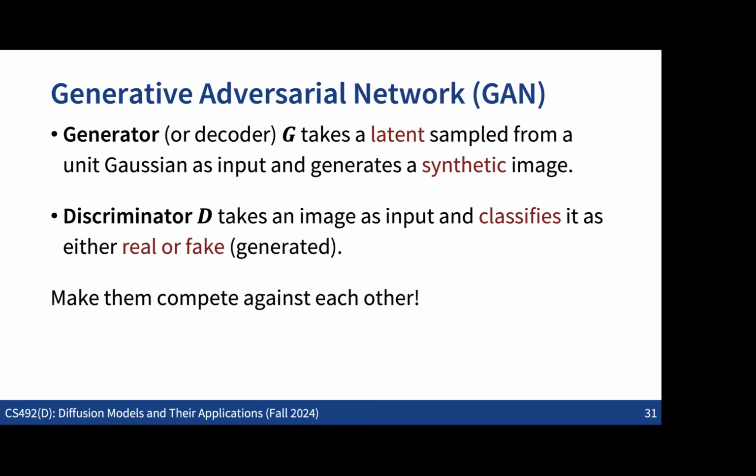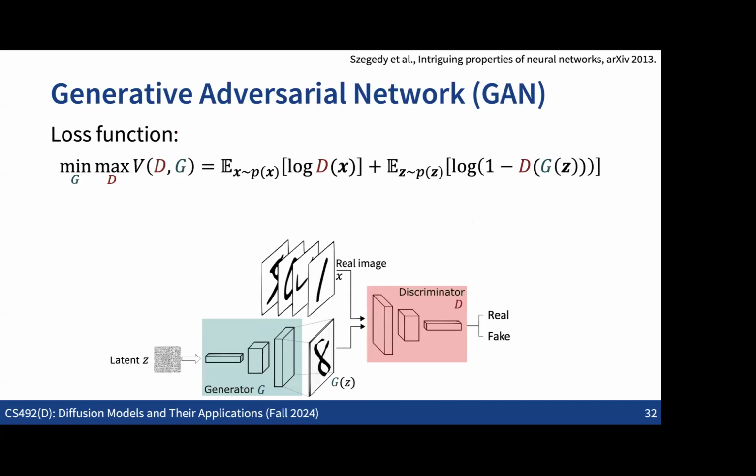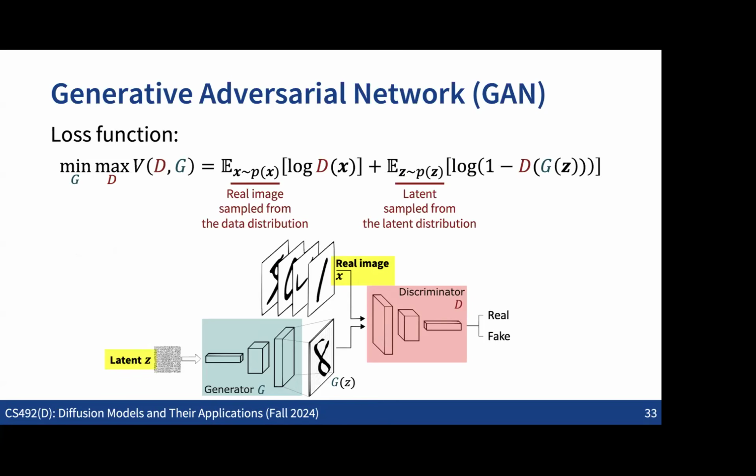So let's quickly see how exactly we can make them compete with each other. This is the loss function that is used to train both of the networks. And we have two networks here, right? One is the generator and the other one is the discriminator. Let's see each term of this loss function one by one. First, we are taking the sample of the real image x here. So x is one of the real images that are sampled from the given training dataset. And z is one of the samples that we are taking from the unit Gaussian distribution, from our latent distribution, right?